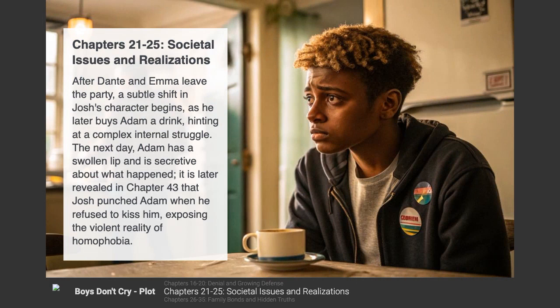Chapters 21 to 25, Societal Issues and Realizations. After Dante and Emma leave the party, a subtle shift in Josh's character begins, as he later buys Adam a drink, hinting at a complex internal struggle. The next day, Adam has a swollen lip and is secretive about what happened. It is later revealed in chapter 43 that Josh punched Adam when he refused to kiss him, exposing the violent reality of homophobia.